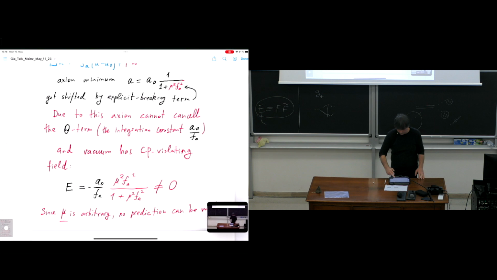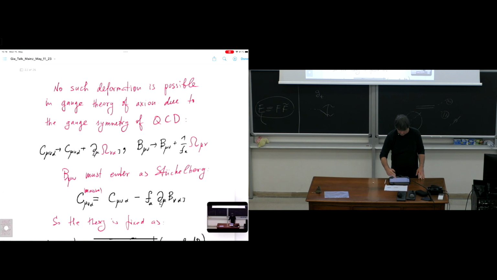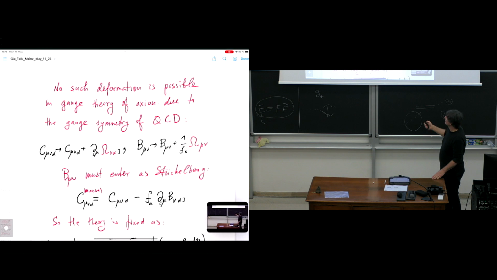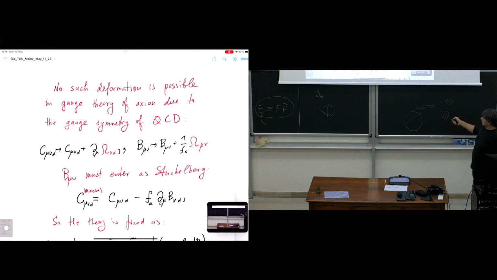Okay, so let's go to the gauge formulation. We can come back to this, of course. I'll be very happy to talk more about it. Okay, so now let's have a look at this story with fixing, right? So now, in the gauge formulation of the axion, what do we have? We have the three form shifting as the anti-symmetrized derivative of a two form. Sorry, am I over time? I'll finish soon.